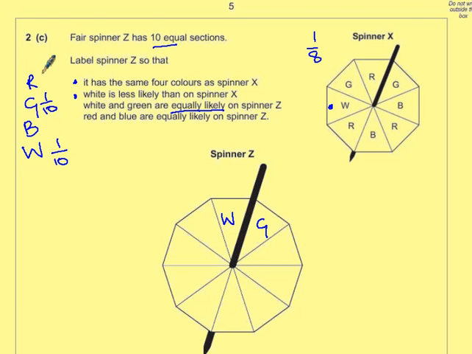So we'll have red as 4 out of 10 and blue as 4 out of 10, which means that we're going to have red, red, red, red, and then the 4 that are left here to be equally likely to these red will be blue, blue, blue and blue.